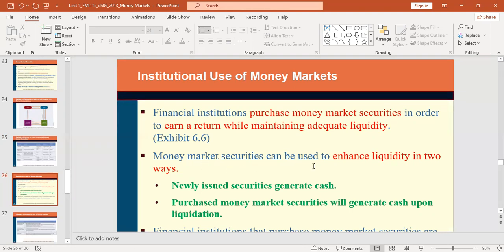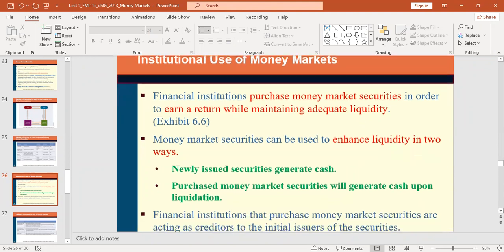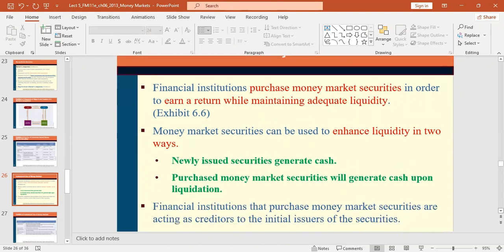Money market securities can be used to enhance liquidity in 2 ways. One, newly issued securities can generate cash. So once a security is issued, purchased money market securities can generate cash upon liquidation. So once you purchase it, maybe after 1 year, based on the agreement, you can sell back and you can collect back your cash. Financial institutions that purchase money market securities are acting as creditors to the initial issuers of securities.